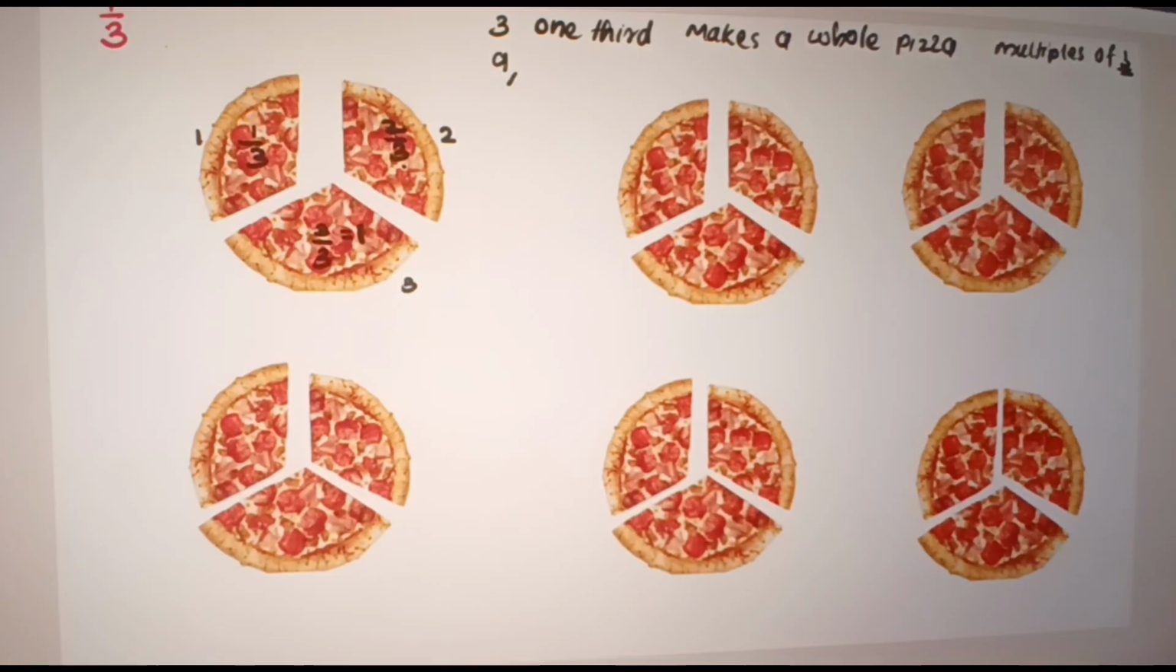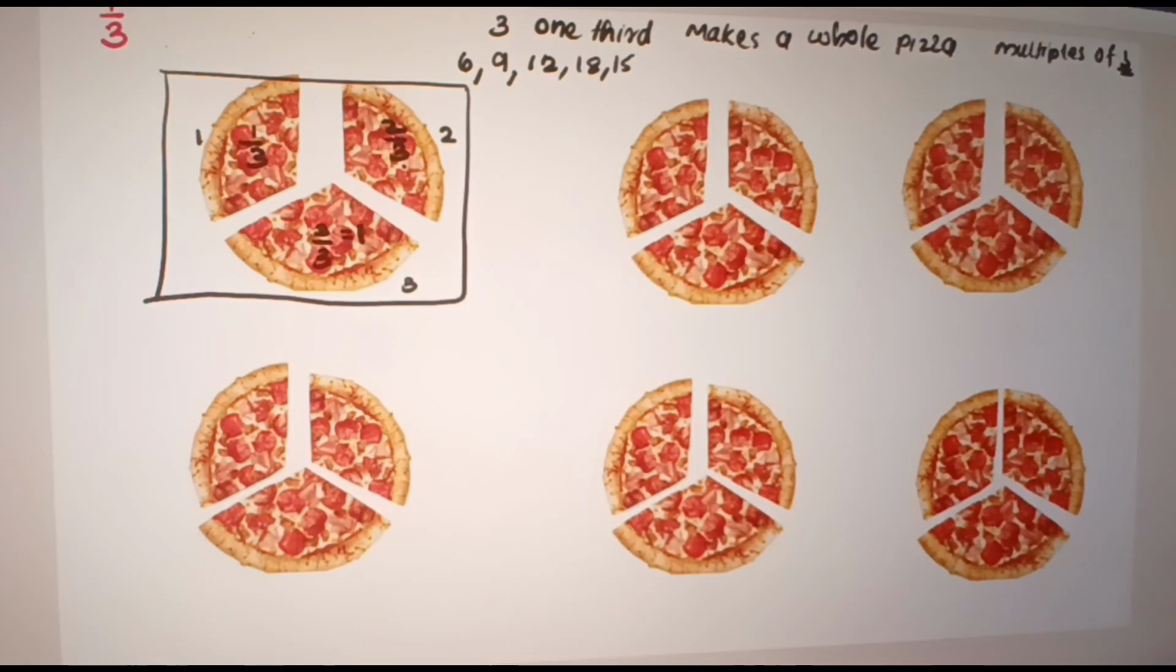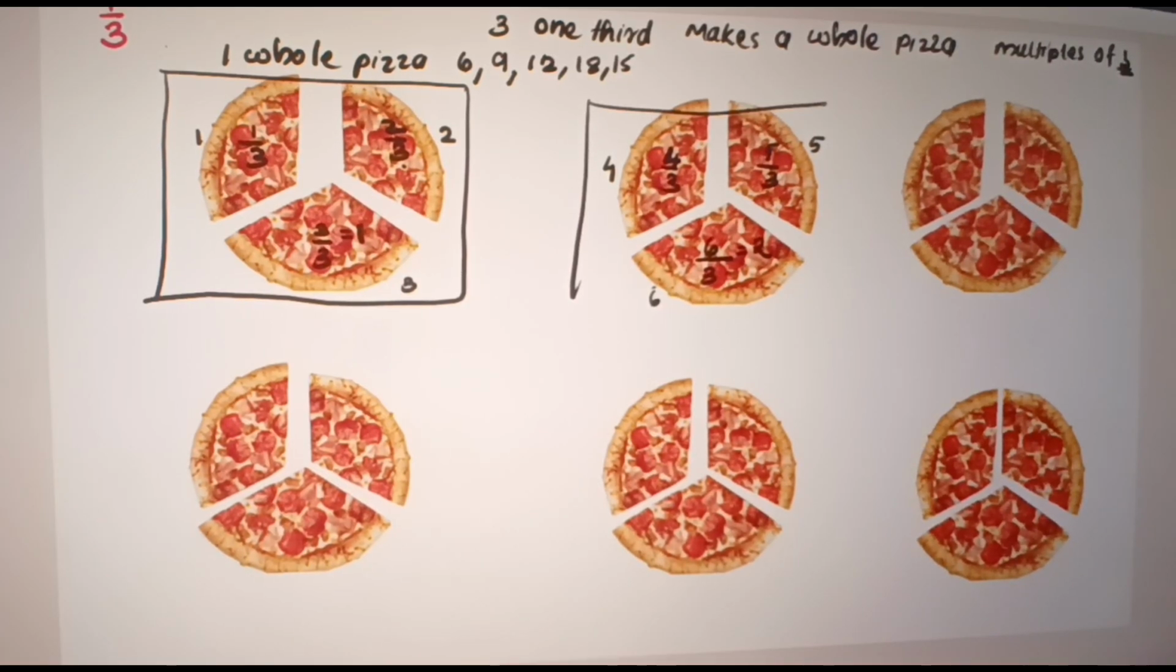For example 3, 6, 9, 12, 15, 18, these are all multiples of 3. If we have this many 1/3s, we can make a whole pizza. So here we have three 1/3s, so three 1/3s make one whole pizza. Now look here, another 1/3 makes 4, 4/3. If you add another 1/3, that is 5/3. Five 1/3s are present. If you add one more 1/3 of pizza, you get 6/3, that is the same as 2. So now we have 2 wholes.